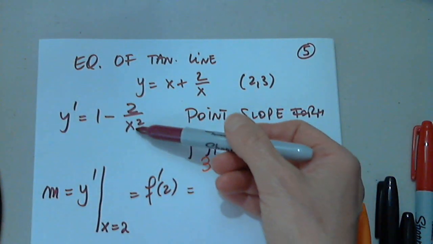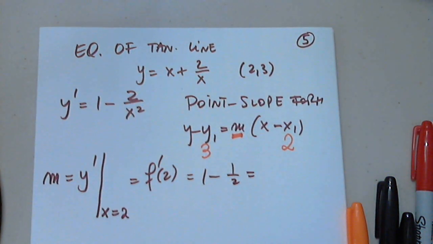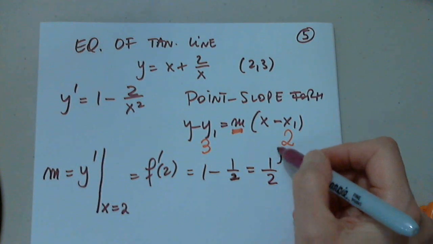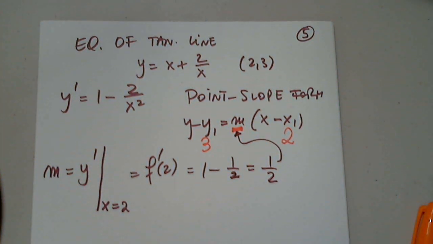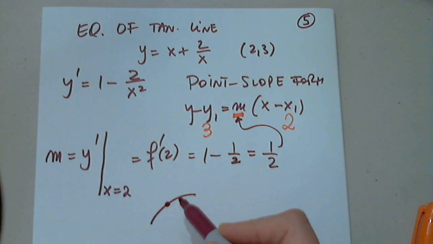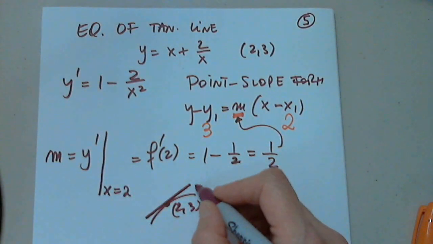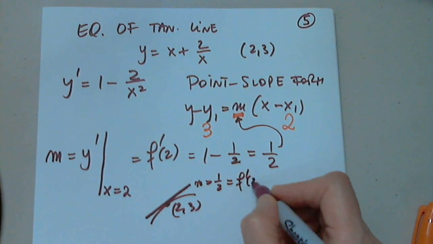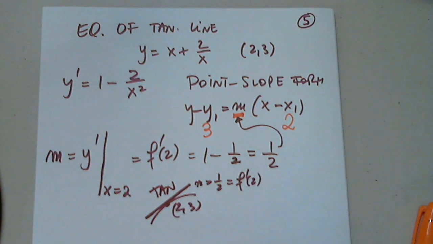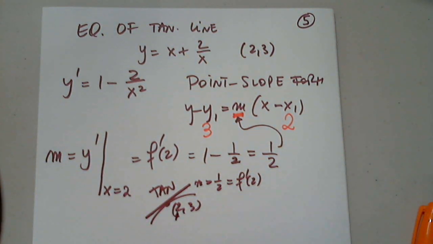So 1 minus 2 over 2 squared, which is 4, 1/2, 1 minus 1/2. So what is the slope? Very good. So this is the slope for that particular situation, right? I'm not graphing the function, but if the function is this, and this is the point (2, 3), this line has to have slope 1/2 or f prime of 2. This line is the tangent. Its slope is 1/2, which is f prime of 2 at this x.